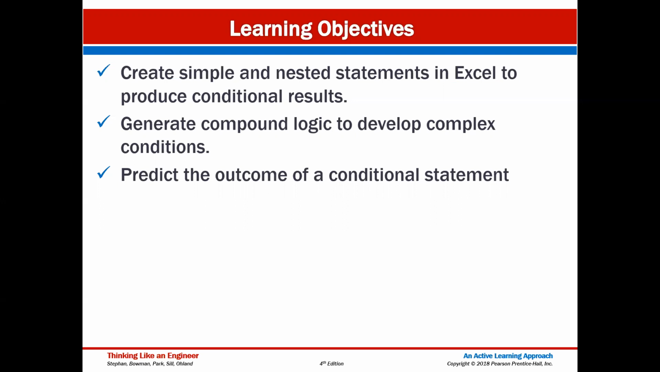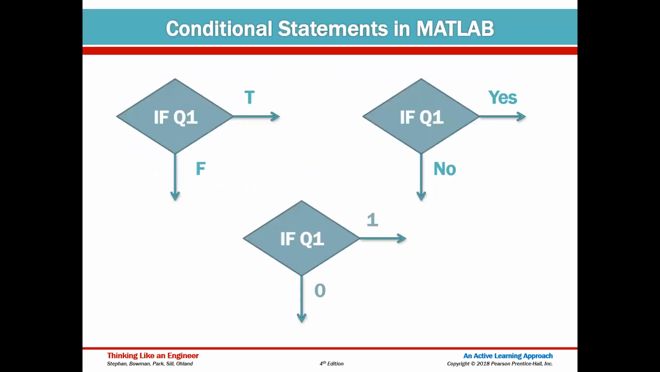You should also be able to generate compound logic to develop complex conditions. And in this case, it means adding ors and ands to different conditions. So if you've got a selection of 3 things that it could be pulled from, you're going to know that you're going to need that or statement. And lastly, to predict the outcome of a conditional statement based on what is written, being able to predict that and know what that outcome should be of that conditional statement out of, say, an Excel spreadsheet, and tell me what the output is.